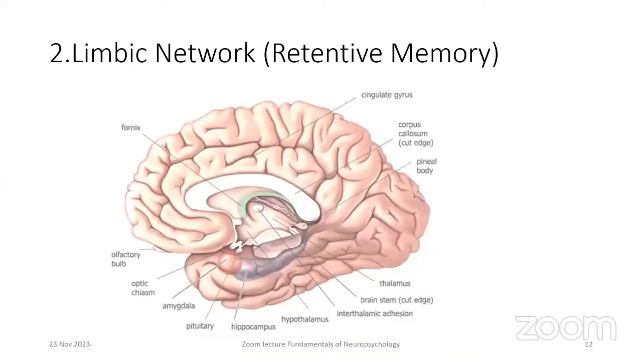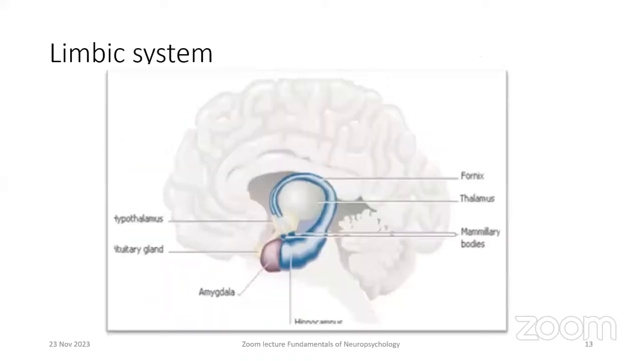The limbic network, which is important for retentive memory, includes the amygdala, the hippocampus, the fornix, the mammillothalamic tract, and of course the amygdala. This is the limbic system, which is important for retentive memory. The same thing is depicted: you can see the hippocampus, the fornix, and the amygdala, which is the terminal part, and the mammillary bodies, which are the endpoints. From here, it goes to the mammillothalamic tract.